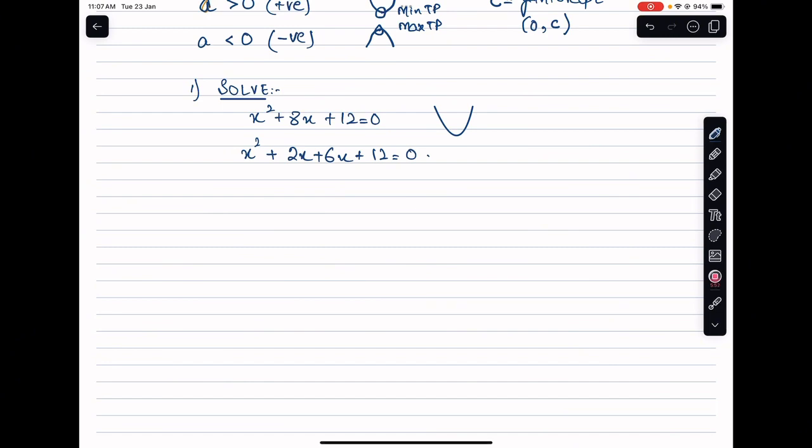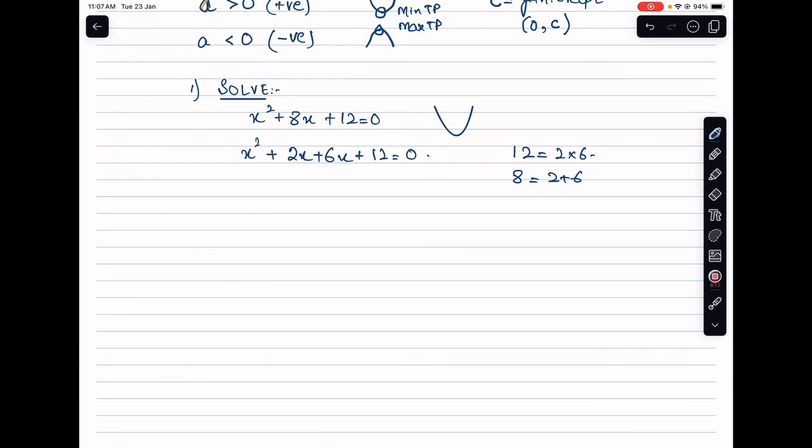2 and 6 are the factors of 12. I can see that 12 is equal to 2 times 6, which gives me 12. And also I can see that if I add 2 and 6, I'm getting the middle term, which is 8. So these are the two verifications that we have to make while factorizing a quadratic equation.